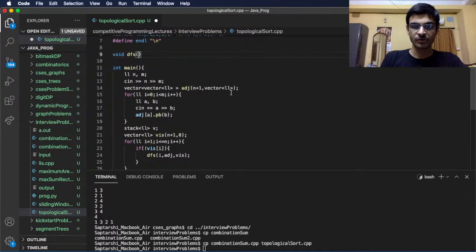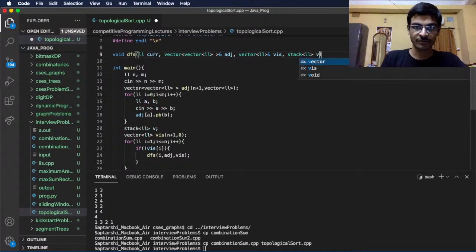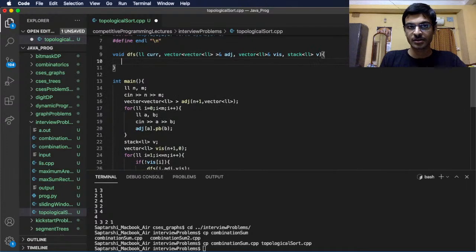What are the things? We have to take the current index. We have to take this particular vector by reference, so you have by reference over here, and you need to take this particular vector which is visited. Take this, and okay, the stack is important, so do take the stack also. I hope the stack is also passed by reference, so I'll be passing that also by reference. Stack V, we can say.